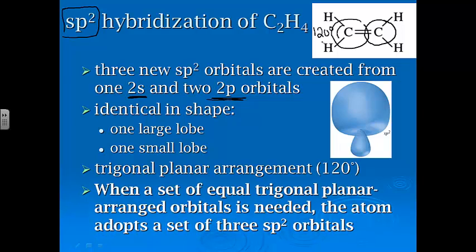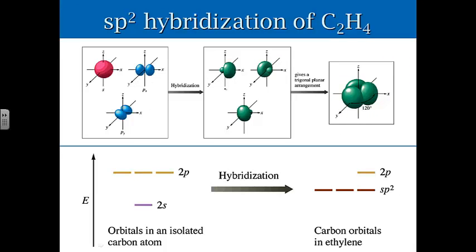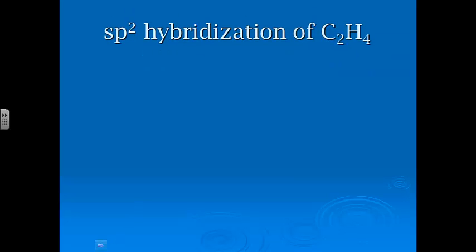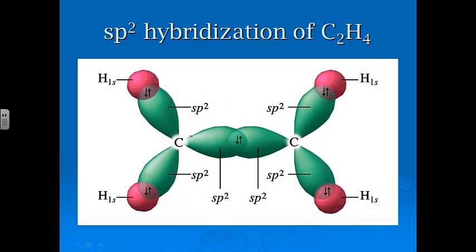This is still the 120-degree bond angle, but again, you'll notice if we think of this as 1 plus 2 is equal to 3. So whenever we need a trigonal planar geometry and 3 of them need to be formed, we get this sp2 organization. So we still have a 2p that's not hybridized, but we need 3 of them, so we make 3 sp2 hybrid orbitals. Where's my arrow? There we go. Okay, so what does that look like?